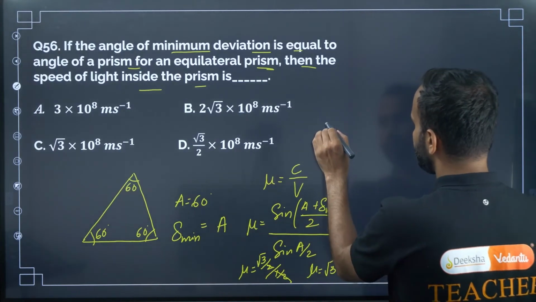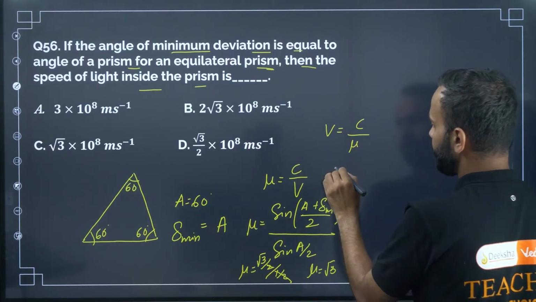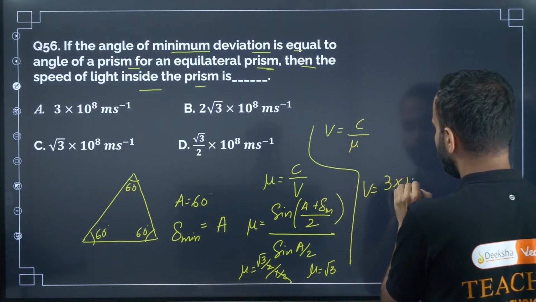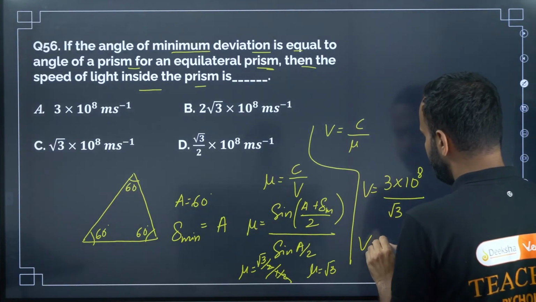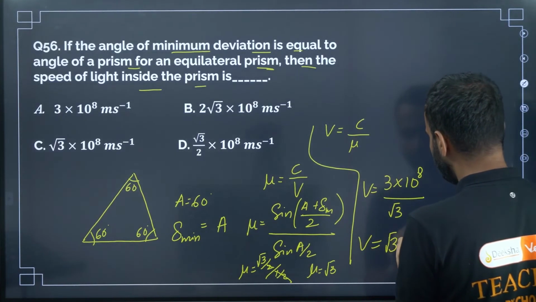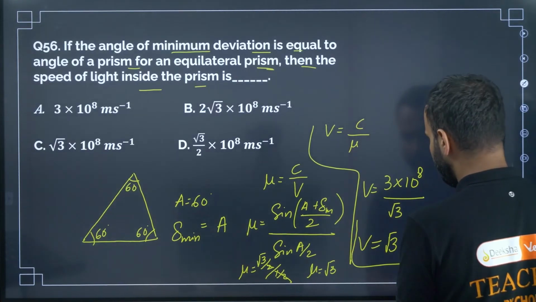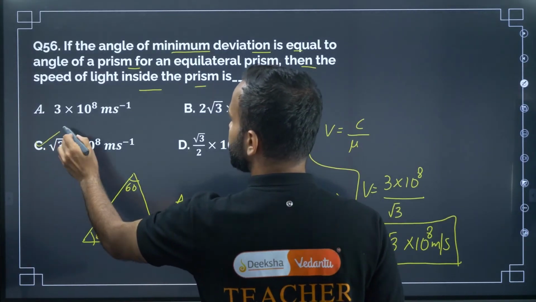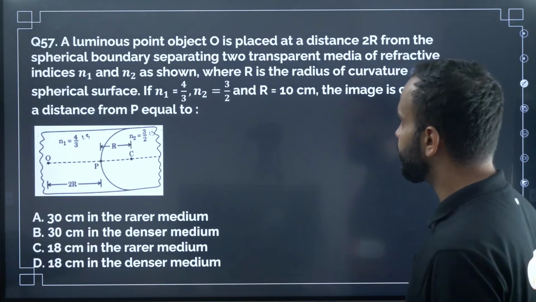Now here V equals C divided by mu. So V equals C, which is 3 into 10 to the power 8 meters per second, divided by mu, which is root 3. So V equals root 3 into 10 to the power 8 meters per second. This is the velocity of light in the prism material. So the correct option is C. Next question, question number 57.